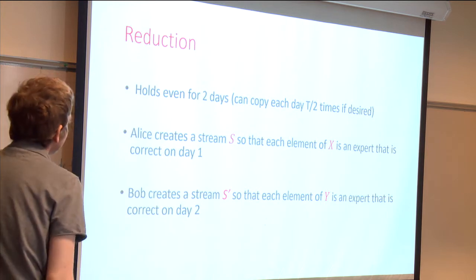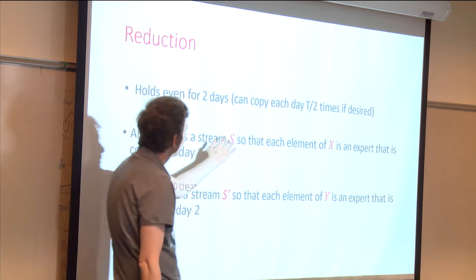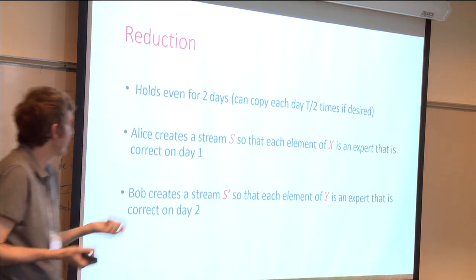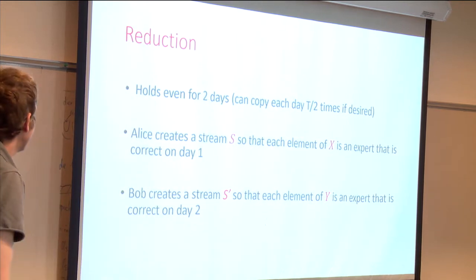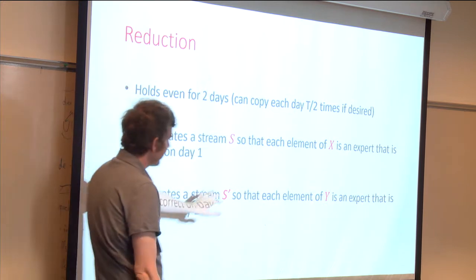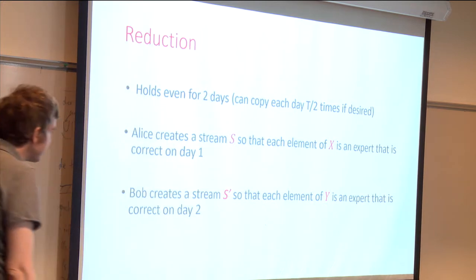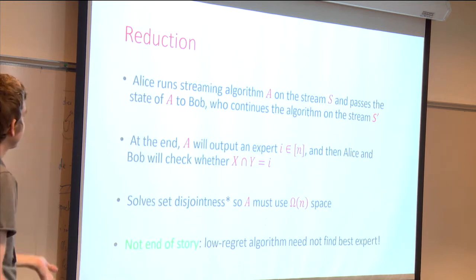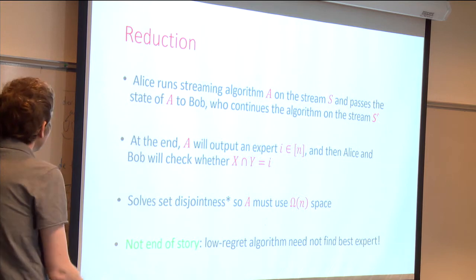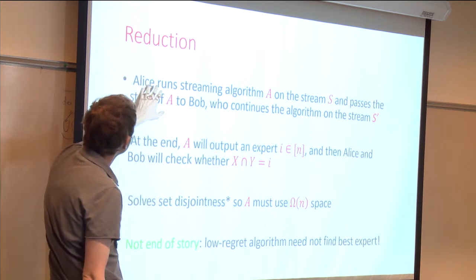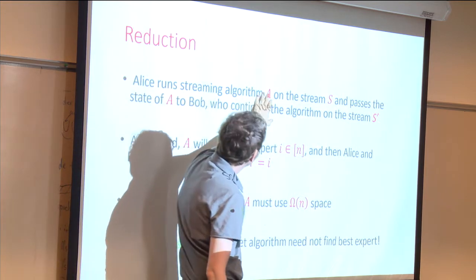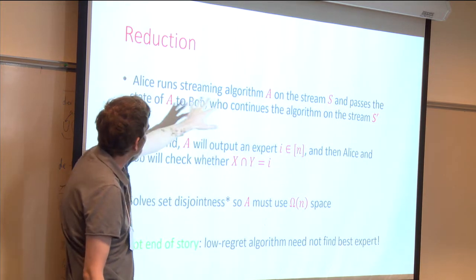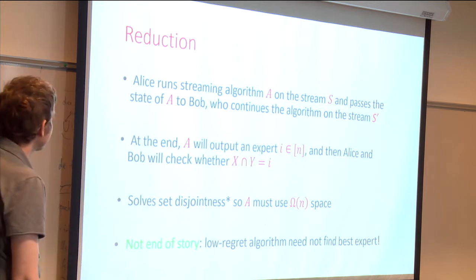What is the idea? Alice is going to create a stream S so that each element of her set X corresponds to an expert that is correct on day 1. And Bob creates his stream S' so that each element of Y is an expert that is correct on day 2. And this is the standard streaming simulation to get lower bounds from communication complexity. Alice runs the streaming algorithm on the stream that she creates, passes the state of the algorithm to Bob, who continues it on the stream that he creates.